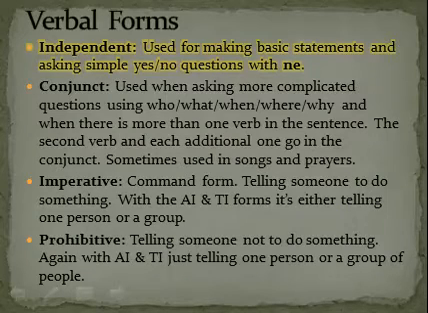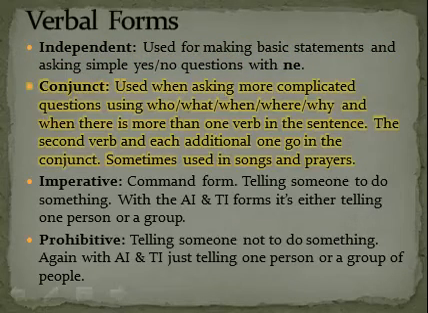The verbal forms we've dealt with: independent. This is used for making basic statements and asking simple yes-no questions with ne. The conjunct, used when asking more complicated questions using who, what, when, where, why, and when there is more than one verb in the sentence. The second verb in each additional one goes into the conjunct. Sometimes they're used in songs and prayers.